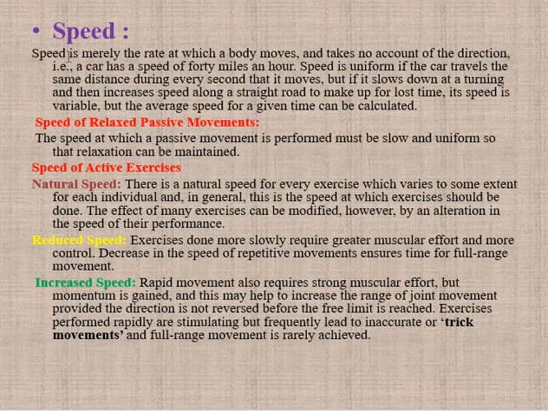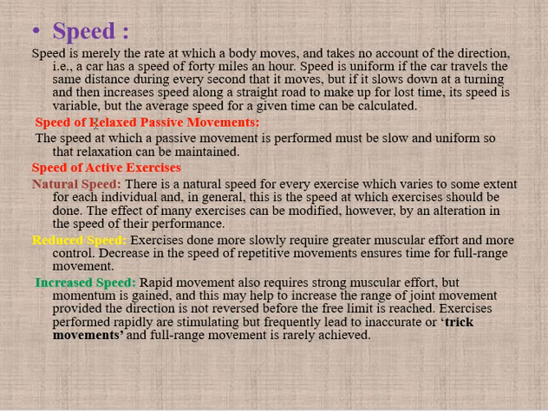Now, what is speed? Speed is the rate at which a body moves, and it takes, as you know, no account of direction. For example, a car has a speed of 40 miles an hour. Speed is uniform if the car travels the same distance during every second that it moves, but if it slows down at a turning and then increases speed along a straight road to make up for lost time, then we can say speed is variable, but the average speed for a given time can be calculated.